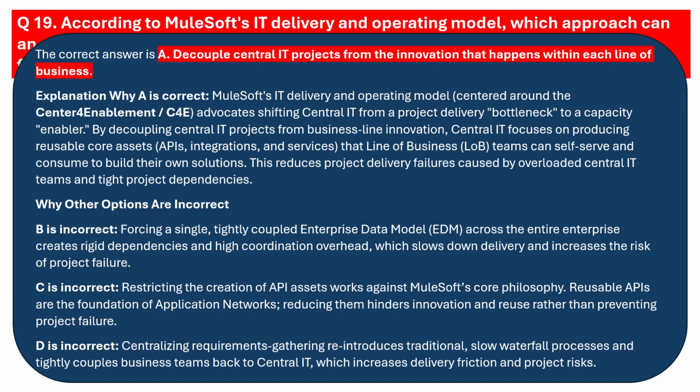C is incorrect. Restricting the creation of API assets works against MuleSoft's core philosophy. Reusable APIs are the foundation of application networks. Reducing them hinders innovation and reuse rather than preventing project failure. D is incorrect. Centralizing requirements gathering reintroduces traditional, slow waterfall processes and tightly couples business teams back to central IT, which increases delivery friction and project risks.